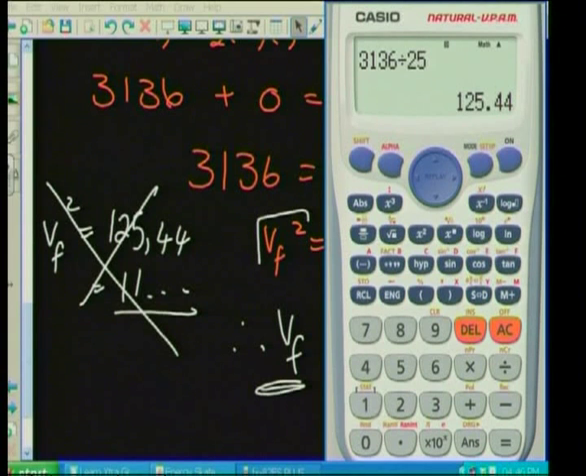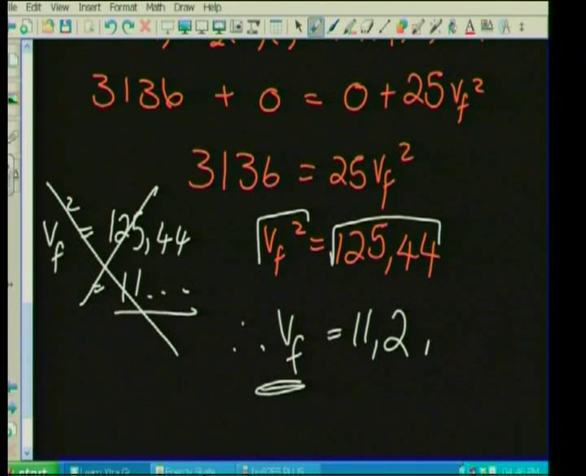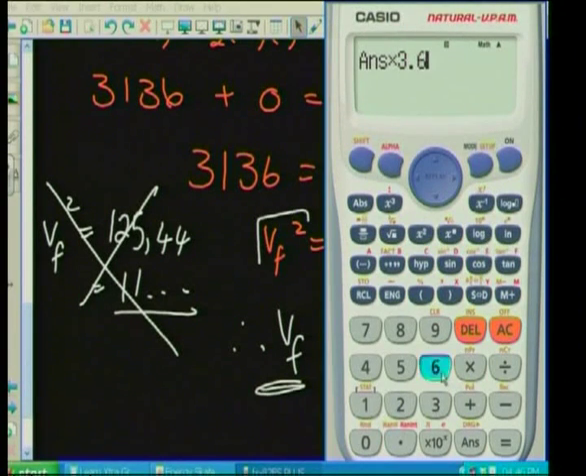If you look at your calculators, it's actually really nice because I can go square root of the answer from the last question that I had, and it gives me 11.2. So she's going to go at 11.2 meters per second when she gets to the end. Let's put this in context. It's times by 3.6, which means she's traveling at 40 kilometers per hour.